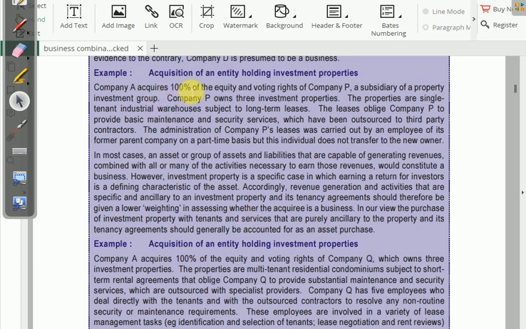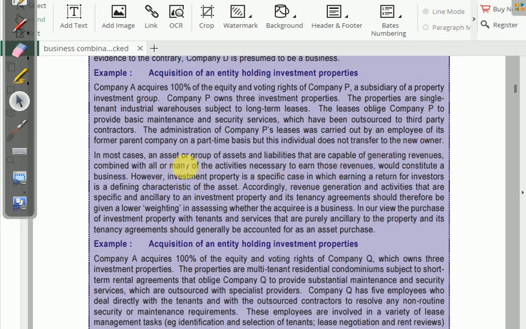Company A acquires 100% of the equity and voting rights of Company P, a subsidiary of a property investment group. Company P owns 3 investment properties. The properties are single tenant industrial warehouses subject to long term leases. The leases oblige Company P to provide basic maintenance and security services, which have been outsourced to third party contractors. The administration of Company P's leases was carried out by an employee of its former parent company on a part time basis, but this individual does not transfer to the new owner.